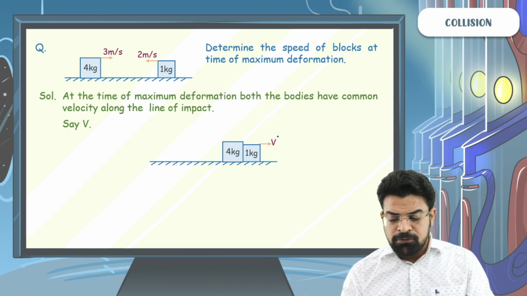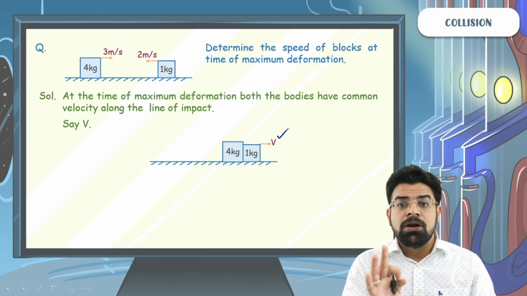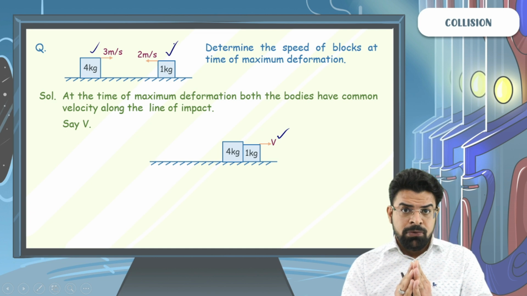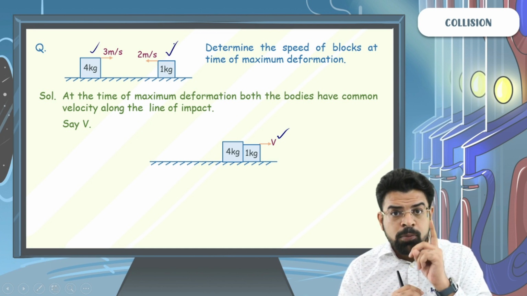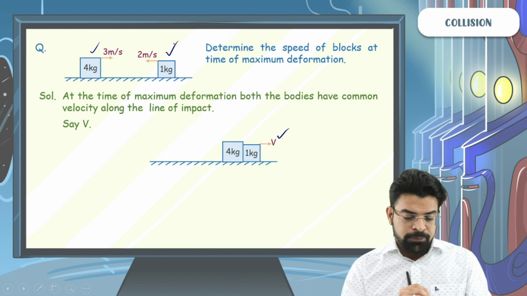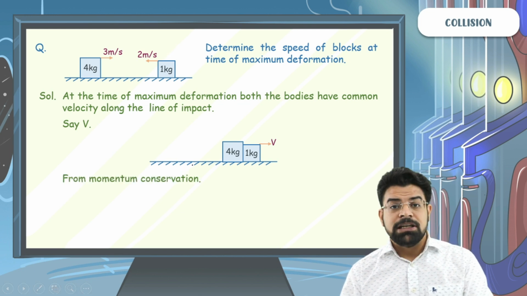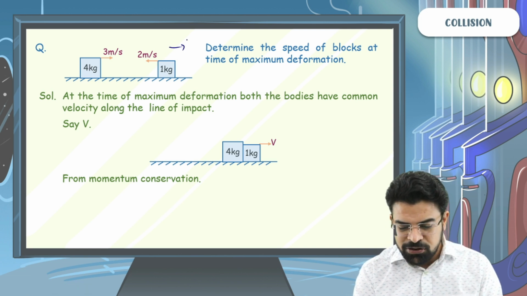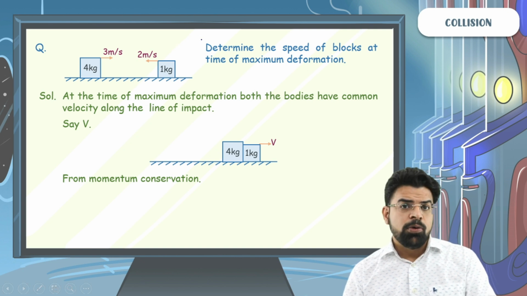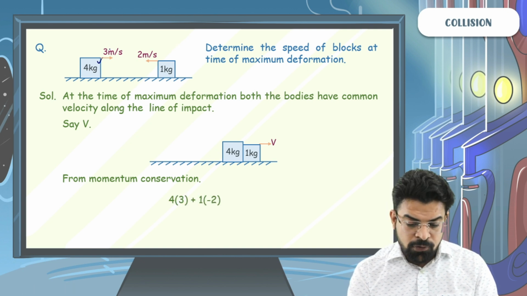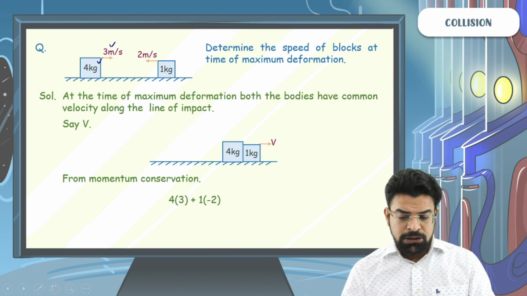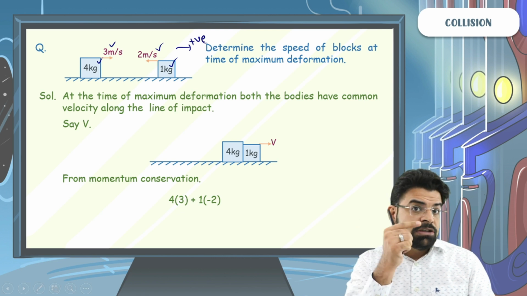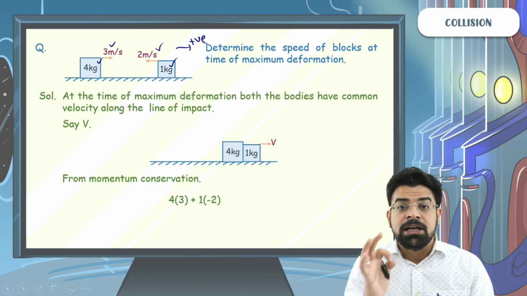To find this common velocity v, we can apply the principle of conservation of momentum on the 4 kg, 1 kg system. So from momentum conservation, initial momentum of the system equals final momentum of the system. I have taken the direction towards right as positive. Initial momentum of the system will be written as 4 into plus 3 plus 1 into minus 2, because the velocity and momentum towards left will be taken as negative.